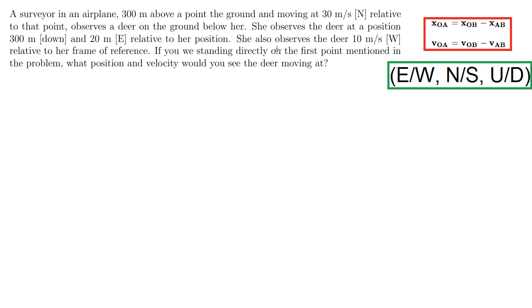Now, in order to do this, you need to identify three things. If you take a look at these equations, there's an O, an A, and a B in the subscripts. These O, A, and B are all referring to different things. The O is referring to the common object, the thing that both observers want to look at. In this case, both observers want to look at the deer. So our common object is the deer that they're both observing.